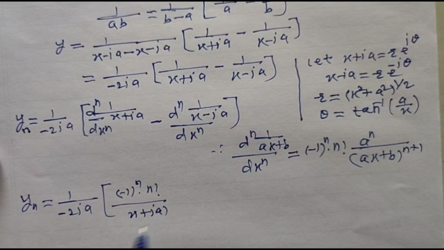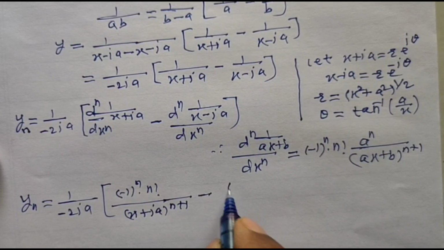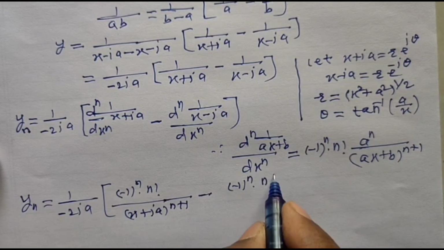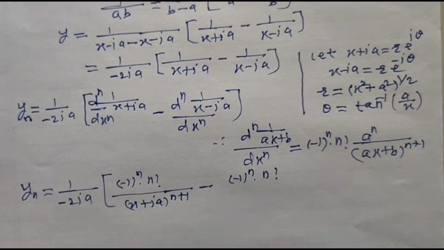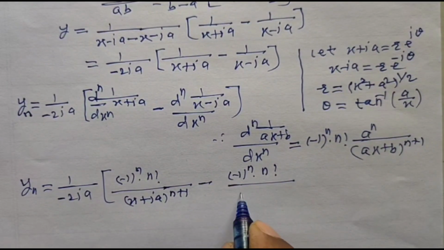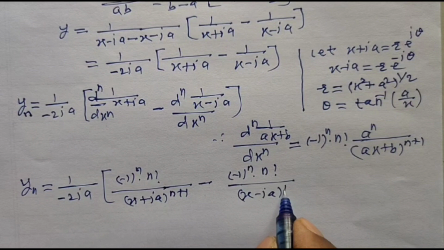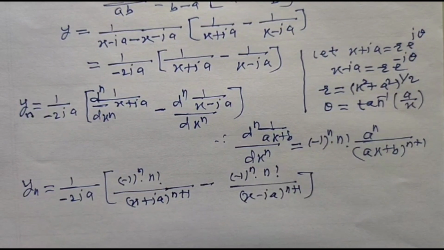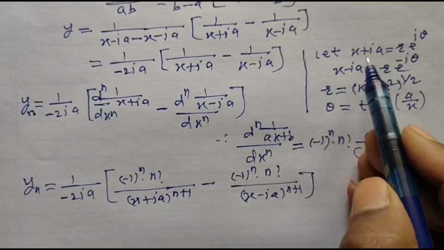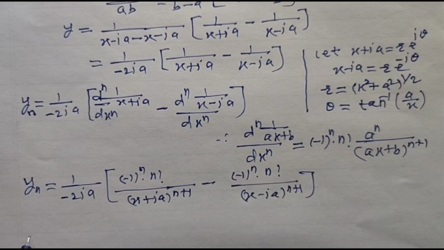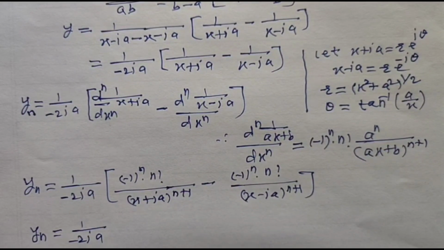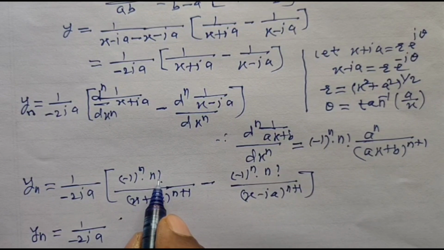X plus ia to the power n plus 1, minus (minus 1) to the power n factorial n. Here also the coefficient of x is 1, that is the value of a, which is 1, and then divided by (x minus ia) to the power n plus 1. Now we can use substitutions. X plus ia is equal to r e to the power i theta here. So yn can be written as yn is equal to 1 upon minus 2ia, taking (minus 1) raised to n and n factorial common.